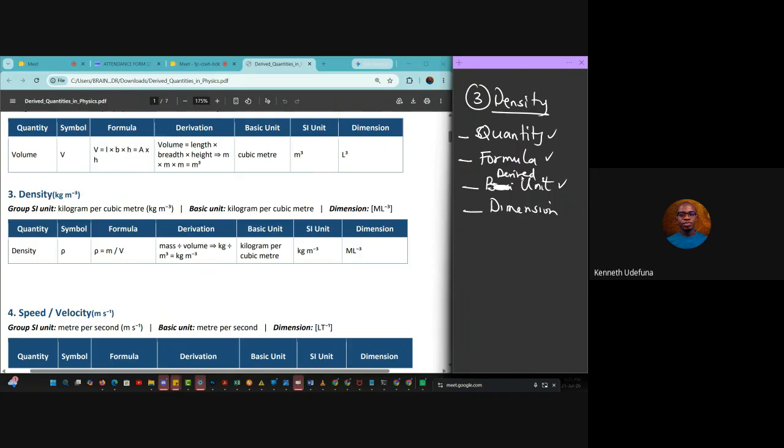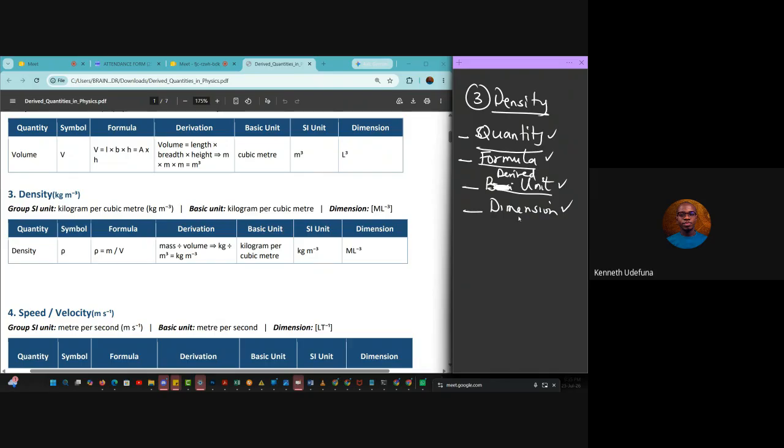And these derived units are always in 2 forms. You can have your normal unit. You can also have what you call the basic unit. I'll explain the basic unit later. Then finally, if you're going for dimension, you can get your dimension from these derived units. So these are the 4 steps that we are going to take. But for now, I am focusing on quantity, formula, and derived units. I am yet to mention dimension.